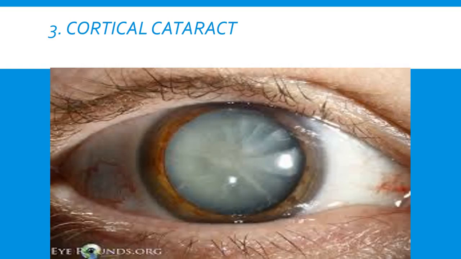Immature cataract is one in which the lens is partially opaque.